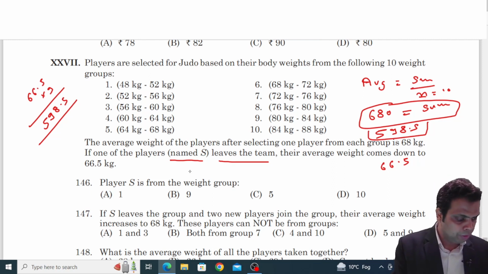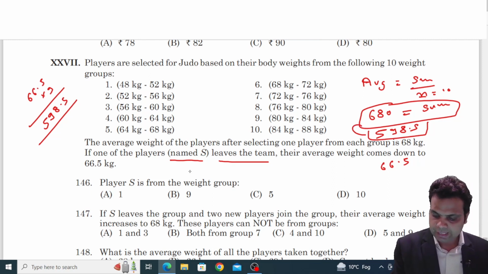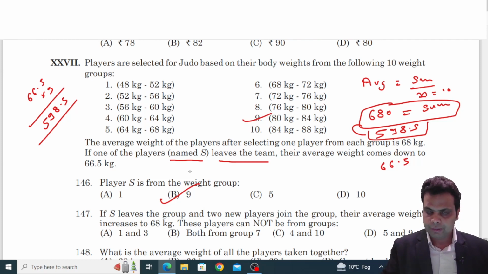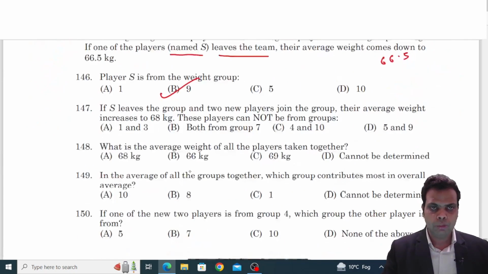The difference between both of them will be what? That is 81 point something, that is group 9. Option B is the right answer. Correct? Now the next question, question number 147.